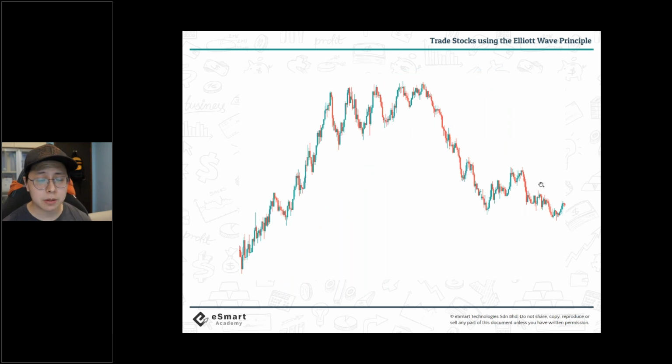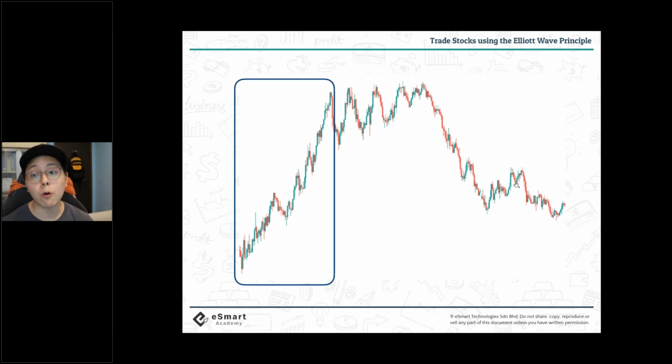I'll give you a little bit more exercise. This is another one. This should be quite straightforward and easier compared to the other one just now. So over here, first part of this chart that I've boxed up, if you think it's an impulse, you put an I. If you think this is a correction, you put a C. This should be straightforward, right? Everyone should get it correct.